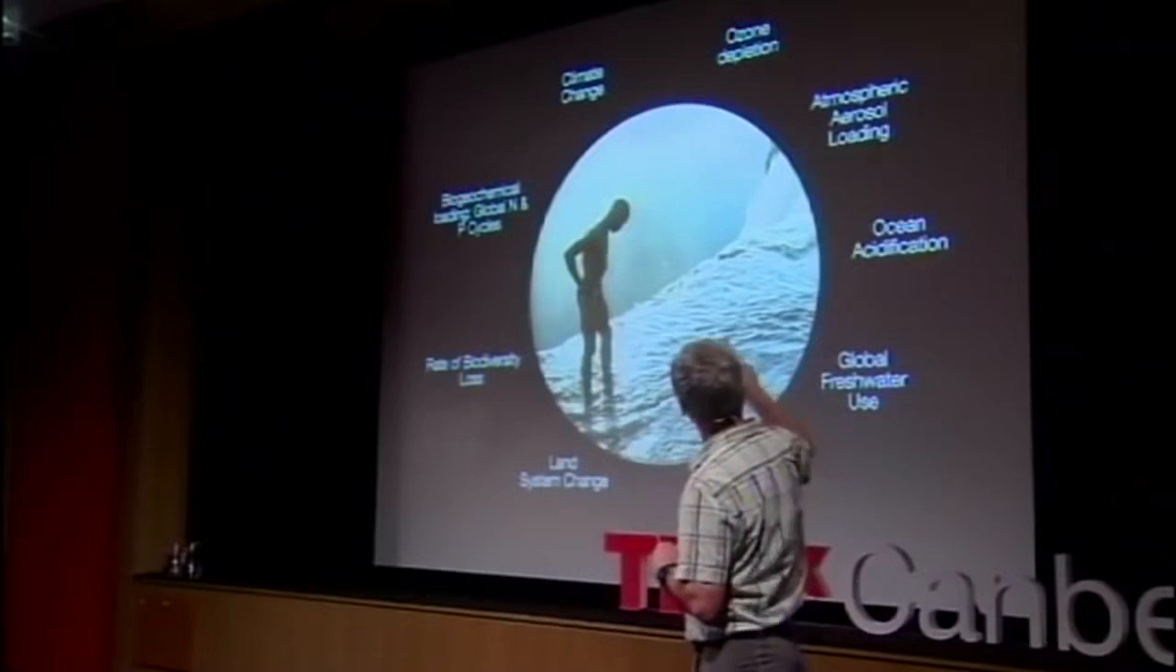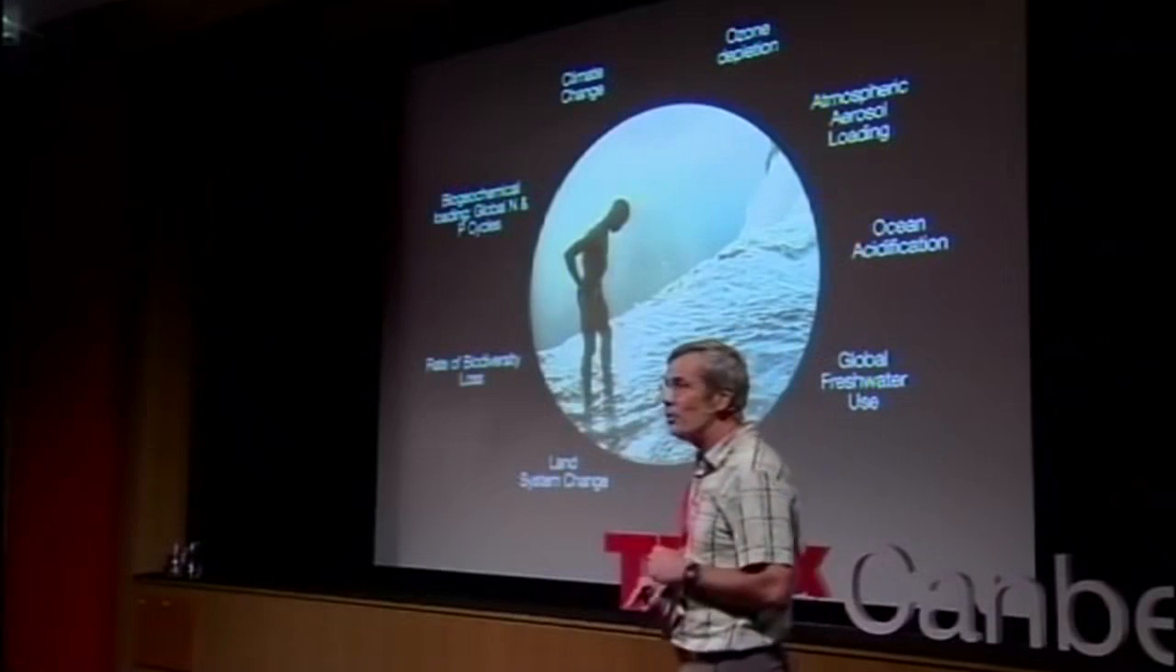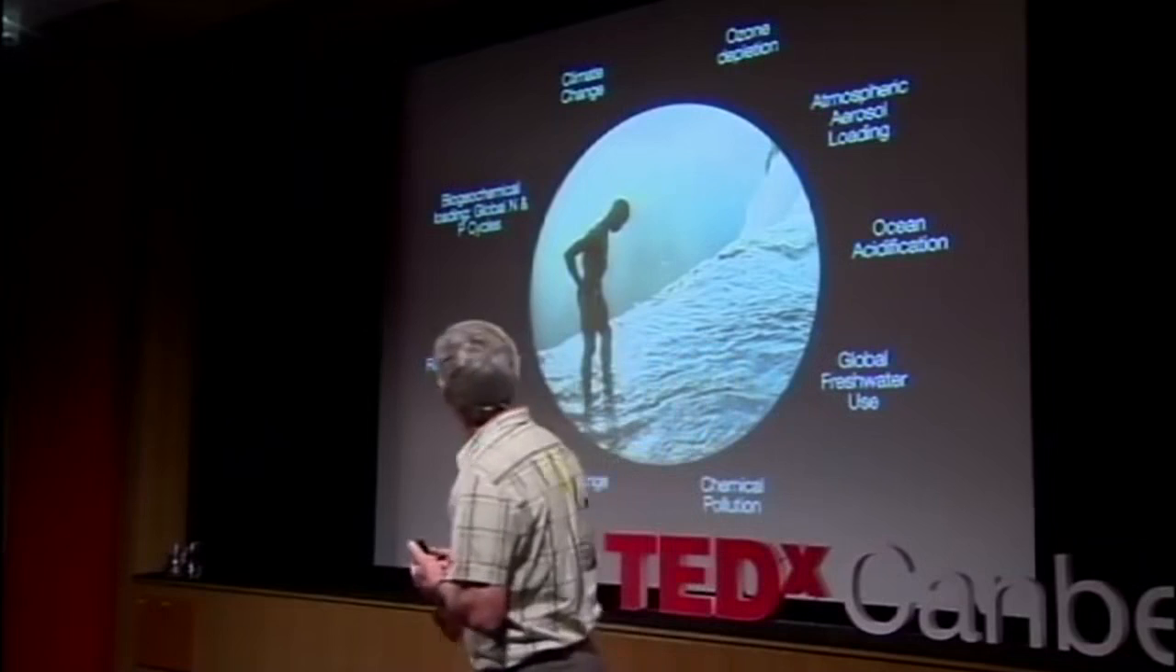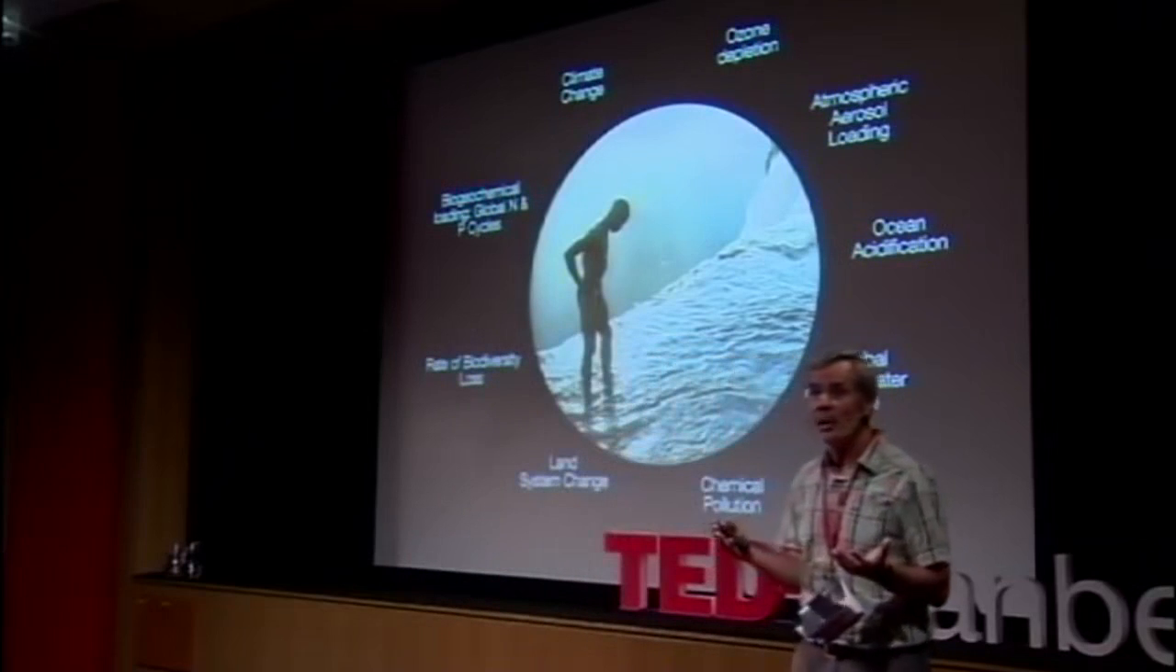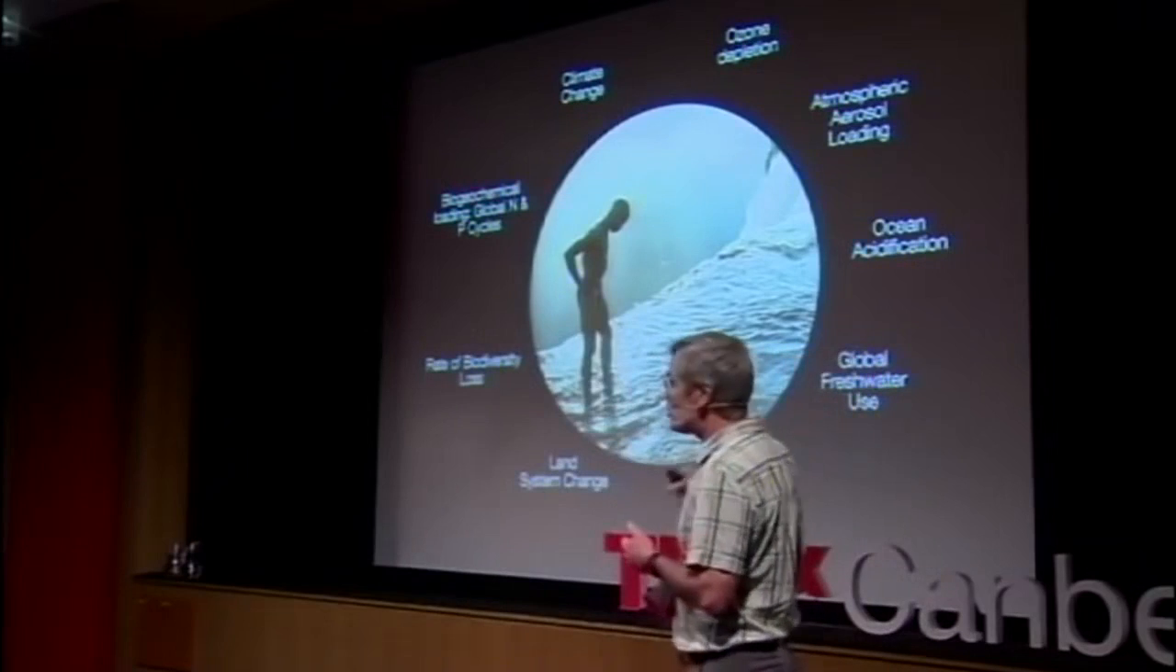But there are other important things too. Ozone depletion, aerosol loading, that's pollution. How far should we go there? We're acidifying the ocean. Where should the boundary be there? Global freshwater use. We're using nearly half of the water now that flows to the ocean. There's not much left for the rest of the species on the planet. Where should we draw the line? What defines a Holocene environment?